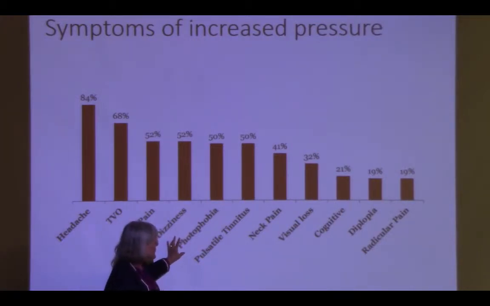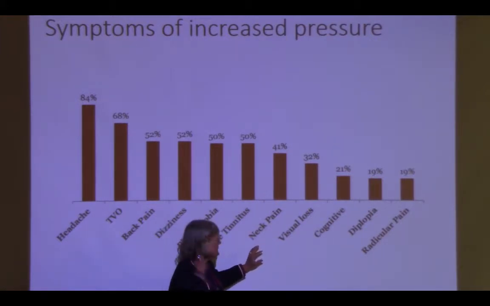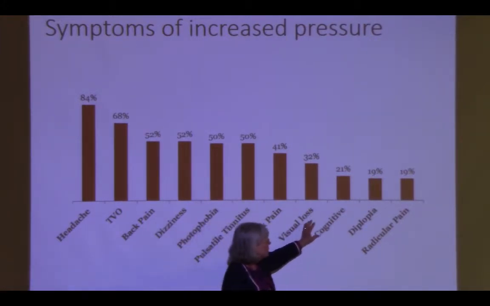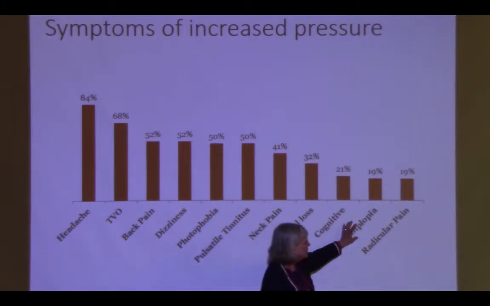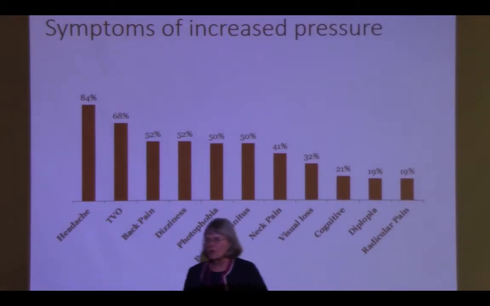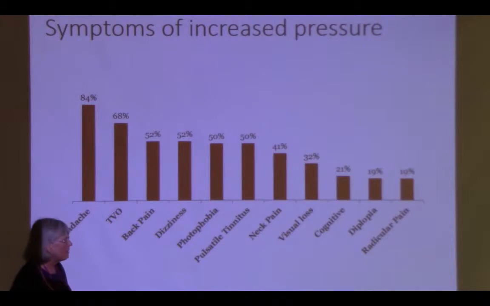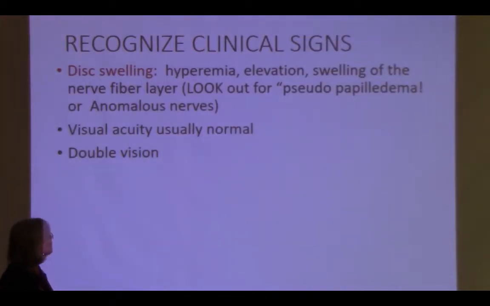Light sensitivity or photophobia, the whooshing noises in the head, neck pain, and especially pain between the shoulder blades, visual loss, changes in cognition, double vision, and pain that goes down into the arms. Those are the symptoms that come with these people who have high intracranial pressure.